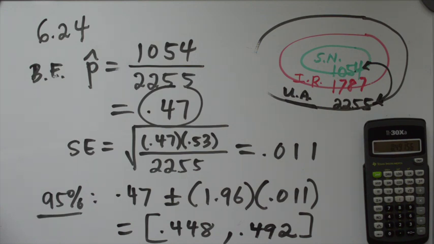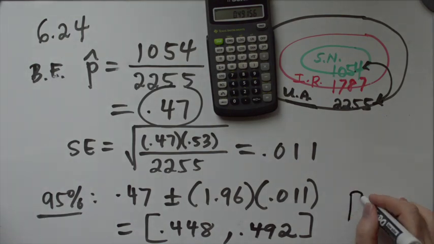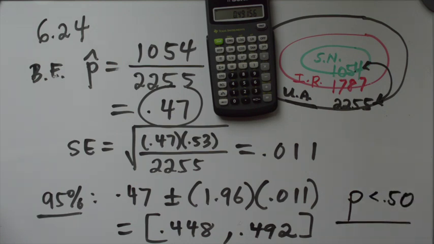We are fairly certain at the 95% confidence level that the true proportion is in fact whatever it is. Let's just call it P. Whatever this true proportion is, based on this calculation, we're fairly confident that that is less than 0.5. Okay, so that's the end of problem 6.24, and that's the end of this section.